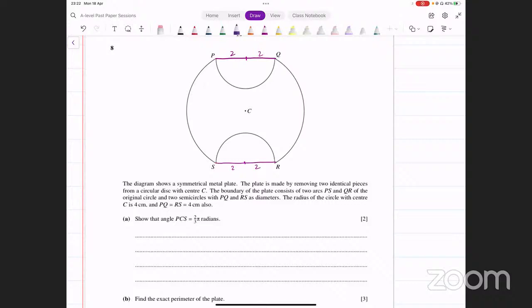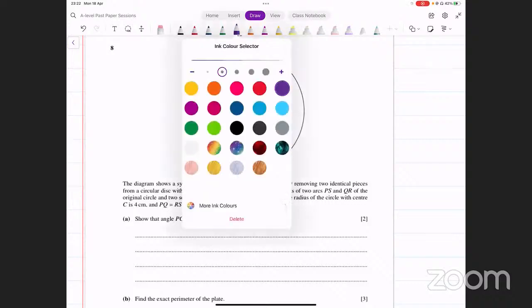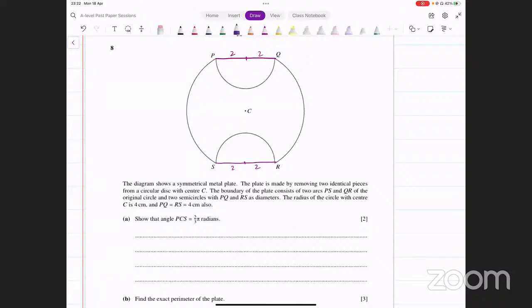Now, first of all, we need to show that the angle PCS is 2 pi over 3 radians. Angle PCS. Let's draw that angle first. Which angle will PCS be? No, Fazan, it's not the arc. They said PQ equals RS equals 4 centimeters. They haven't used the word arc there. So they're talking about straight lines. PQ straight line or RS straight line, that's 4 centimeters. Show that angle PCS is 2 pi over 3 radians.